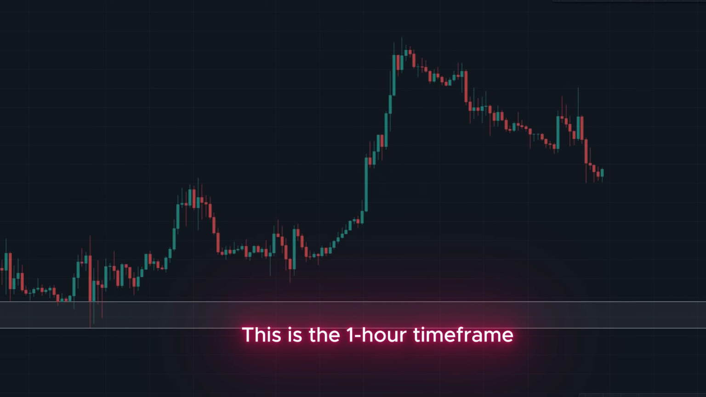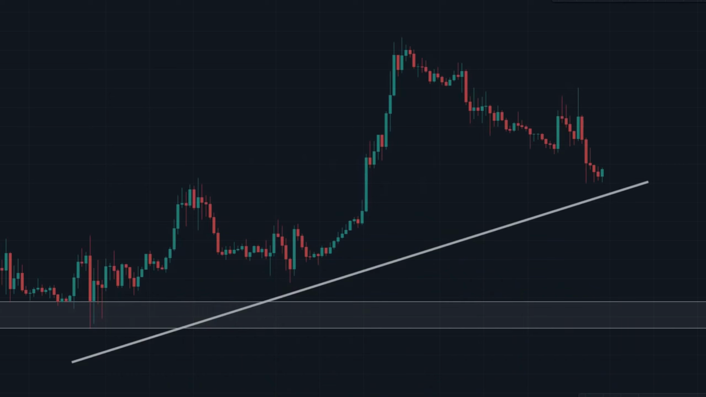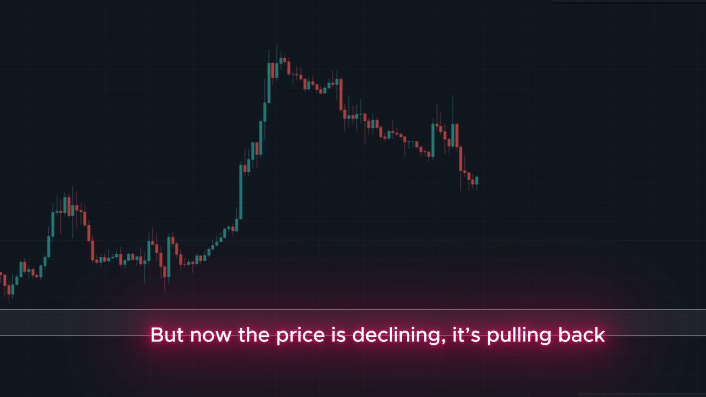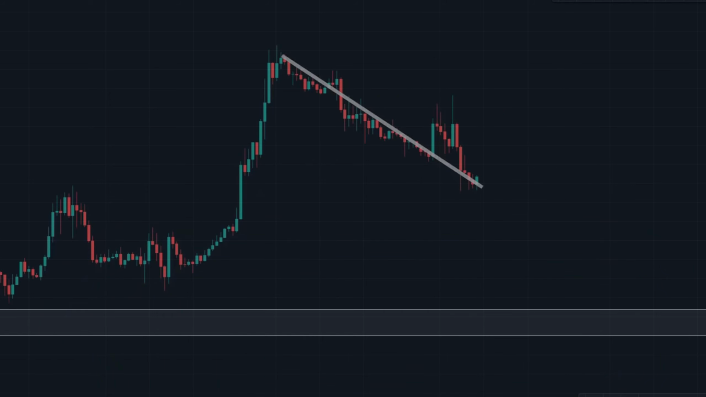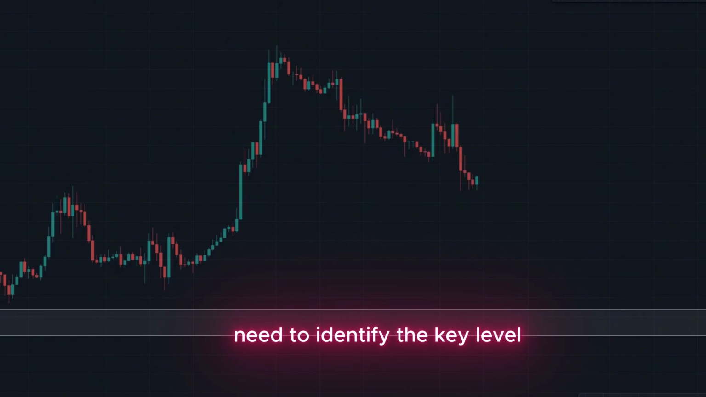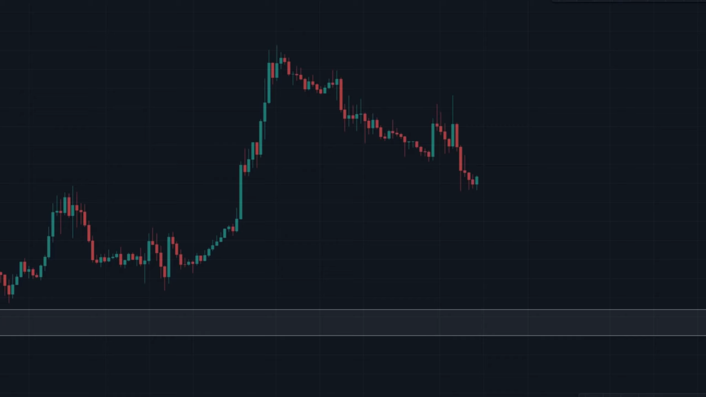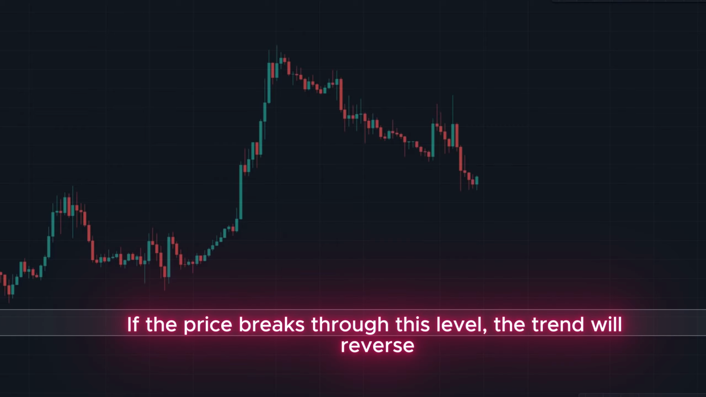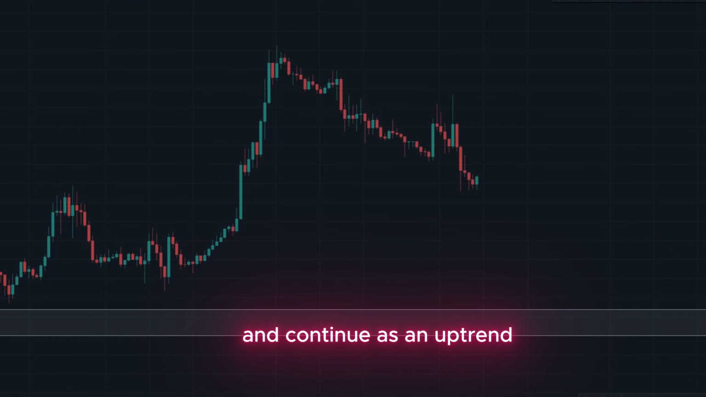This is the 1 hour time frame. Overall, the general trend on the 1 hour chart is still an uptrend. But now the price is declining, it's pulling back. So now we need to identify the key level on the 1 hour trend. If the price breaks through this level, the trend will reverse and continue as an uptrend.